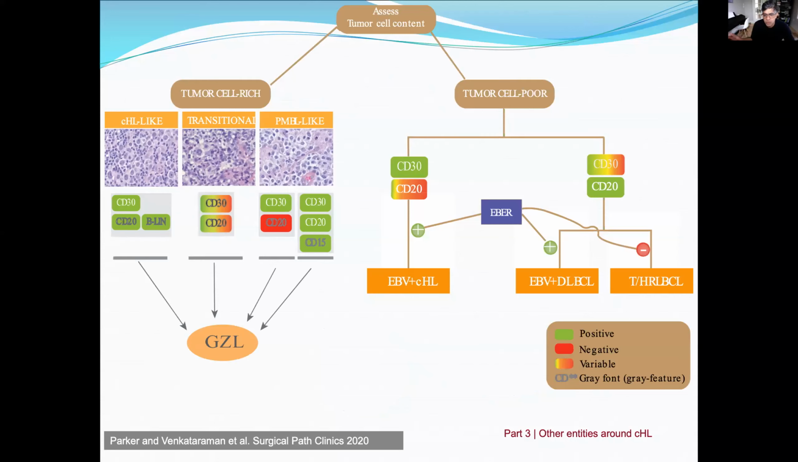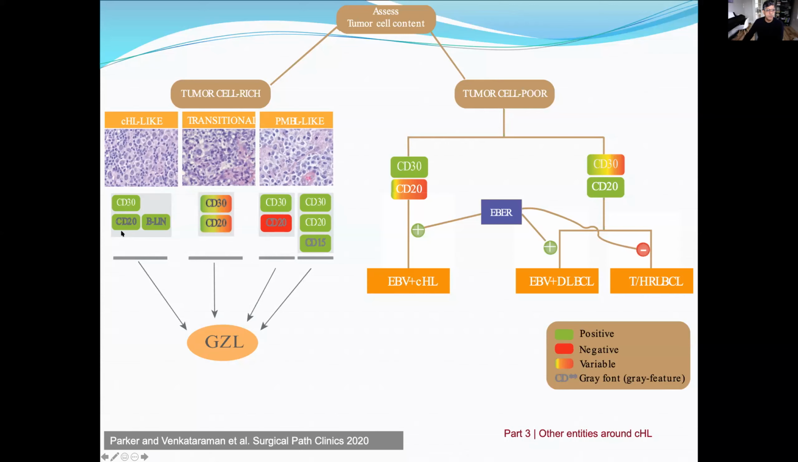Okay, this is my approach. This is good for pathologists too, and it's a very simple algorithm. You assess the tumor cell content when you look at a biopsy, and if it is tumor cell rich, try to make up your mind what it resembles. Does it look like CHL, or does it look like PMBL with its compartmentalizing sclerosis, or does it look transitional, with scattered Hodgkin cells and some sclerosis and too many tumor cells? And then you look at the phenotype of CD30 and CD20. If they are green, they are very positive, and if they're like this, they're hybrid. So look at the status of that.